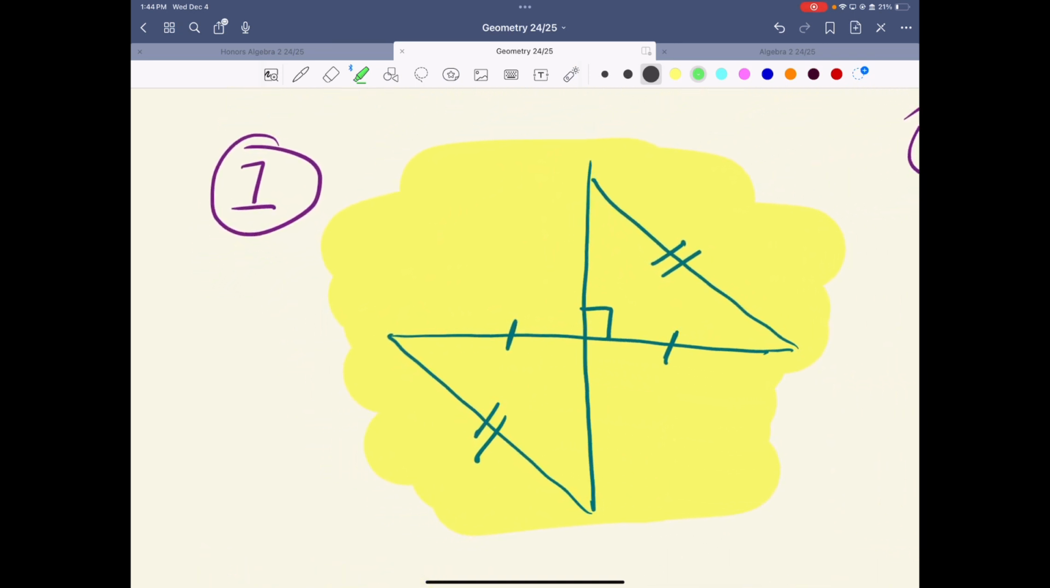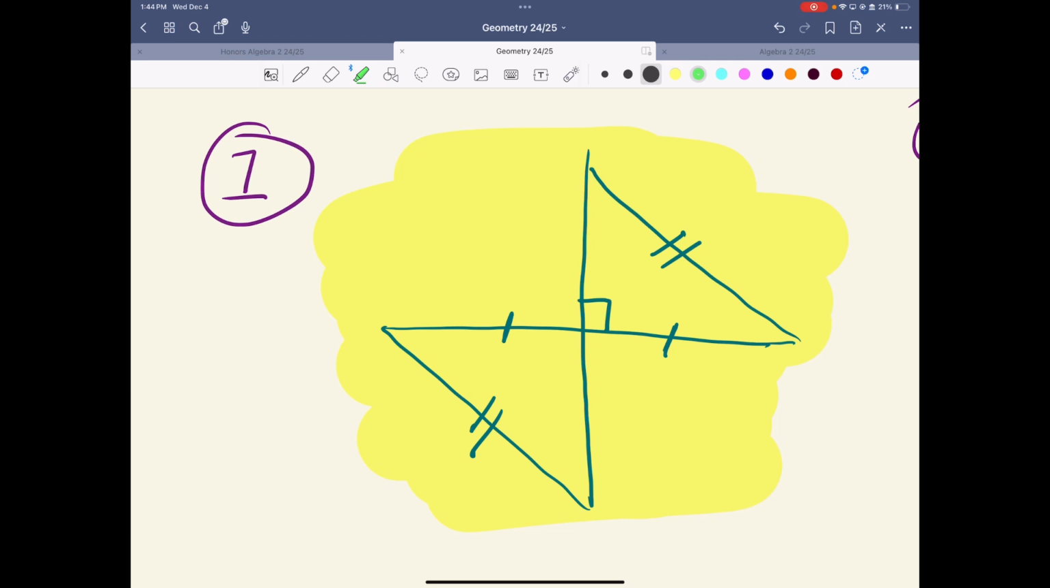So if we look at question number 1, we need to state if they're congruent to each other or not, and if they are, we need to give the reason why. If we look at this figure, we've got two sides, and then I've got vertical angles. Just because they're vertical angles doesn't necessarily mean these would be congruent. What makes these congruent is the fact that that's a 90-degree angle. If that one's 90, that one has to be 90 because vertical angles are congruent. And because it's a 90-degree angle, we can use the hypotenuse leg theorem.